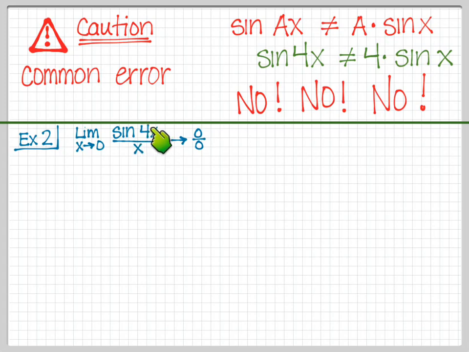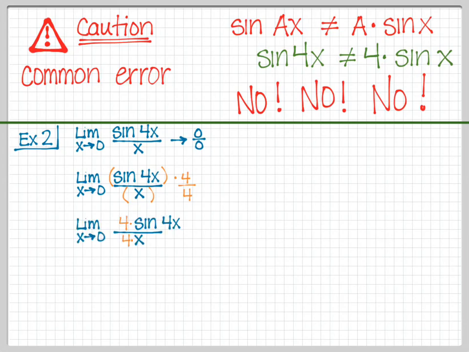Because if this angle and its denominator were the same thing, it's not that they both have to be x, it's that they have to be the same thing. If they were the same thing, we could use our known trig limit. So we manipulate this by multiplying numerator and denominator by 4. And when I do that, my denominator will become 4x, and we will have the following.